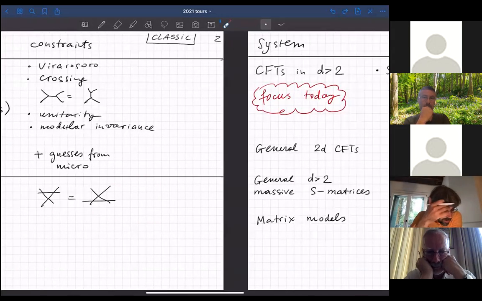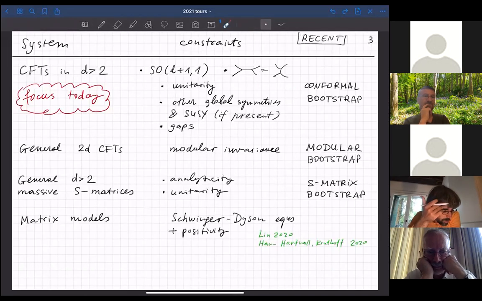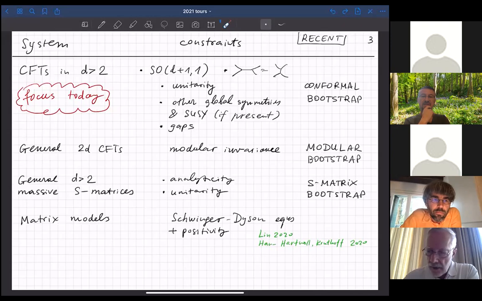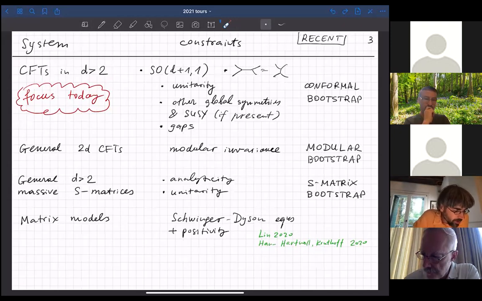And okay, in recent years there has been, you can say, an increase in the number of examples where this Bootstrap philosophy has been successful, including some theories where it was kind of surprising that it was successful. And the first example, which is going to be the focus of my talk today, is the CFTs in D larger than 2 dimensions.